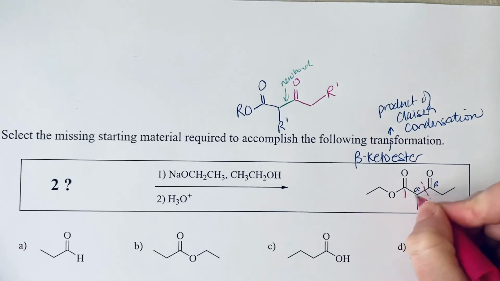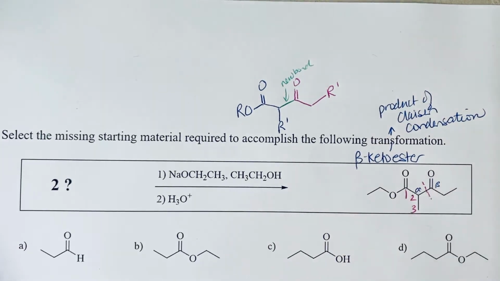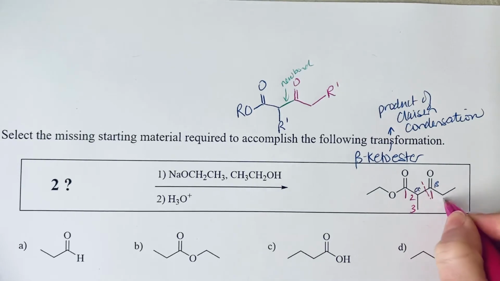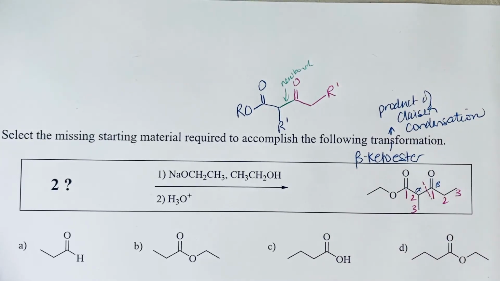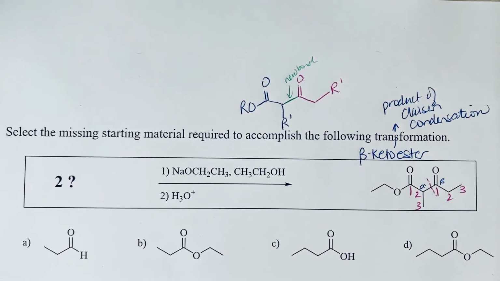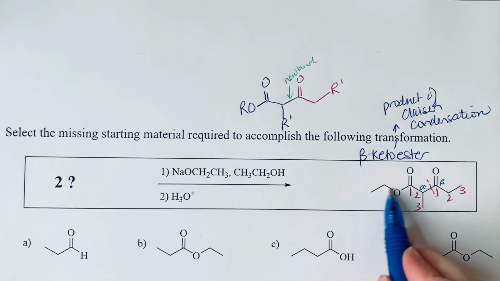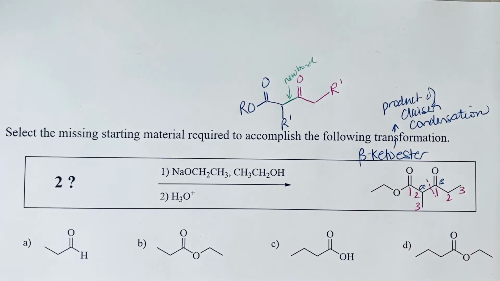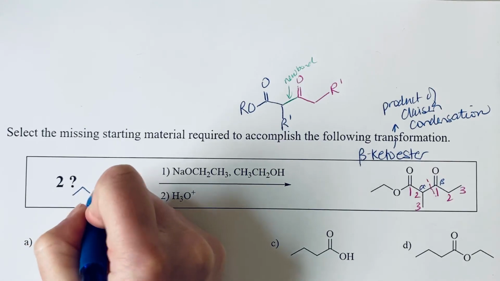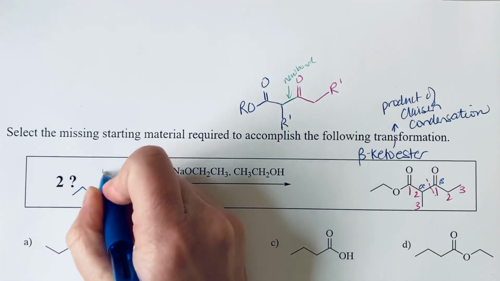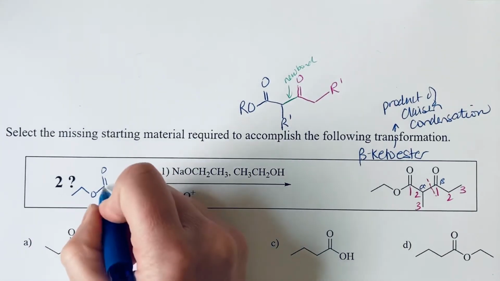So we can see we have 1, 2, 3 carbon atoms, and we have an ethyl ester. And we should be able to see there's 1, 2, 3 carbon atoms on the other side. So this means that our starting ester looks like that, if we just cut that off, right? So here's the ethyl ester, and that's carbon 1, 2, 3.